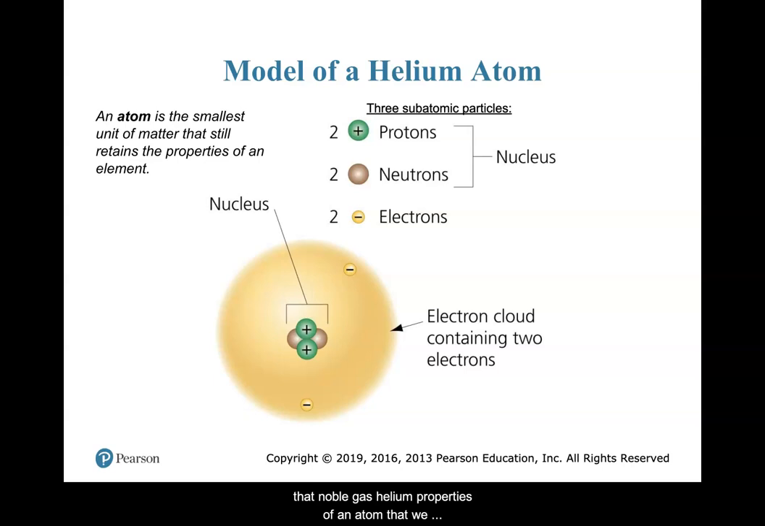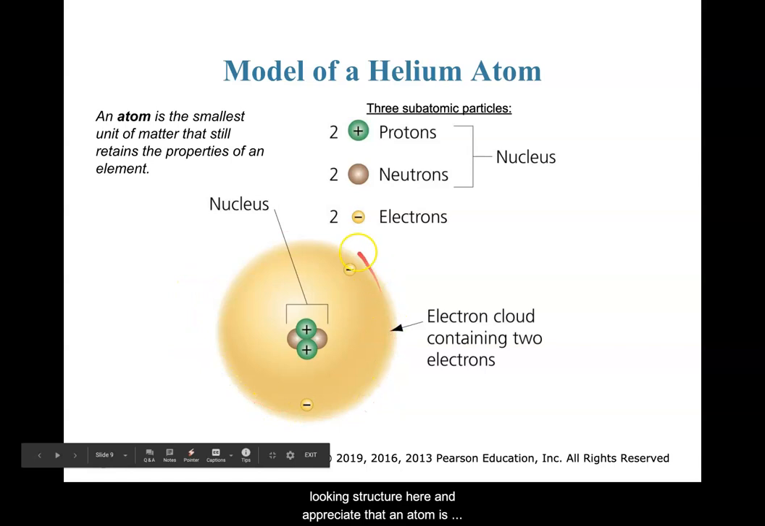Some components give us these properties of the element. Well, we actually have something called subatomic particles. These are smaller than the atom since they are part of the atom. And we actually have 3 of them that I want to show you. So here I have an atom pictured, this circle looking structure, and appreciate that an atom is actually 3D and not just flat on the surface.